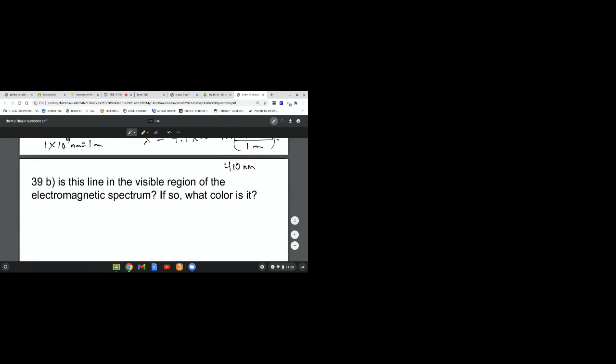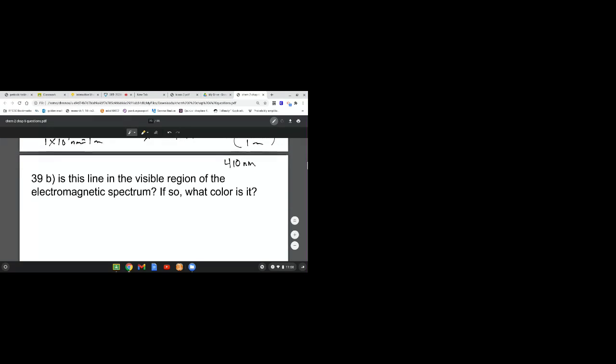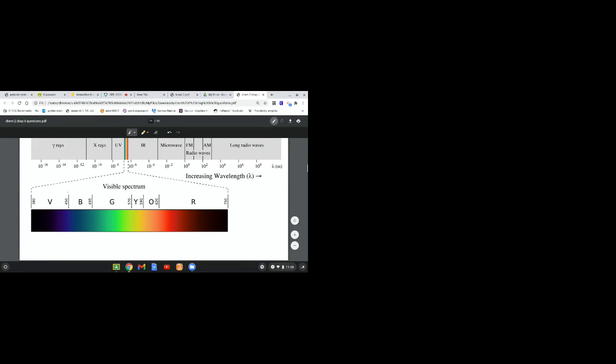So what color is this 410? In order to do that, you'd have to match it up with the electromagnetic spectrum. So voila, we have one here. These are in nanometers. Notice that once again, they switch from times 10 to the something over to nanometers when they start talking about visible light. So we had 410. Well, here's 380, here's 450. So it's going to be in this range here, which would be violet.